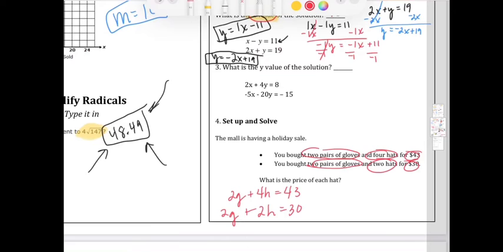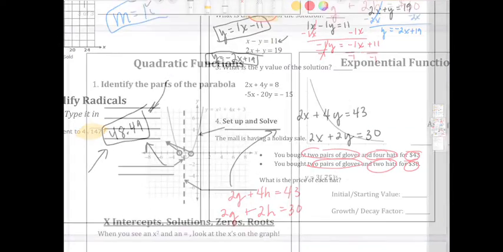Sometimes in the STAAR test, all they want is the equations. So your multiple choice answers might just be 2 different equations. But if they actually want the answer, if they want you to solve it, you have to switch it to x and y. 2x plus 4y equals 43, and then solve that for y. And then 2x plus 2y equals 30, and then solve that for y. Solve for y, plug it into Desmos, and see where they cross.